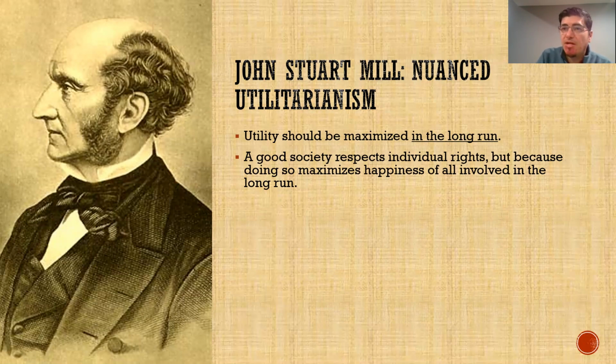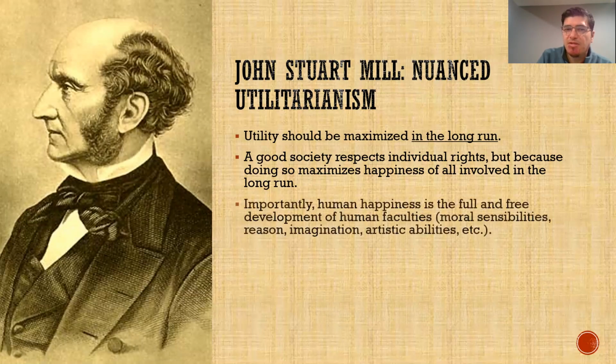So it's still utilitarian, but it's a more nuanced, more clever utilitarian. And so that's the first element, maximization of happiness in the long run. But there's a second element that is very important. Mill accepts the traditional Aristotelian claim that human happiness requires something like the development of human capacities, moral sensibilities, reason, imagination, artistic abilities. A flourishing individual is connected to happiness.